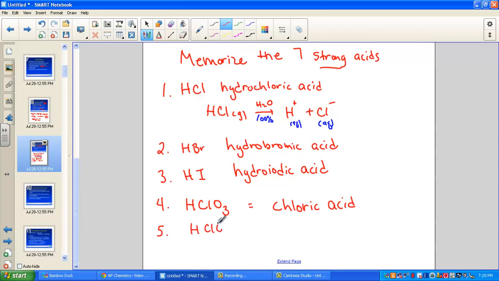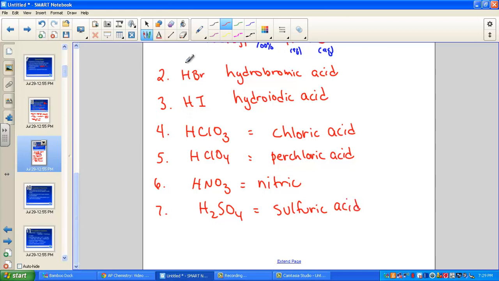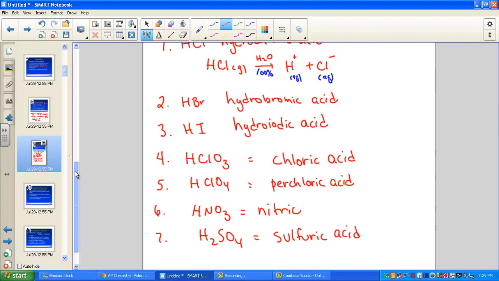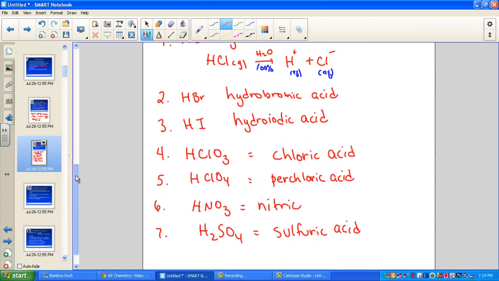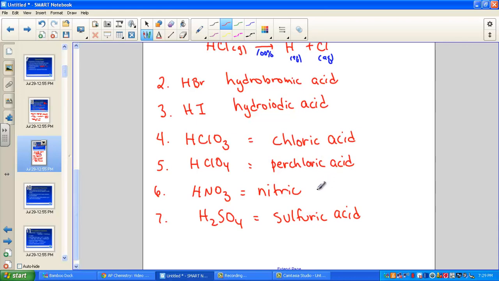There's another strong acid that contains chlorine. It comes from the polyatomic ion perchlorate. So this is perchloric acid. The 6th acid that's considered strong is nitric acid. And the last one is a diprotic acid, sulfuric, from the polyatomic sulfate. We have sulfuric acid. HCl, hydrochloric. HBr, hydrobromic. HI, hydroiodic. HClO3 is chloric. HClO4, perchloric. HNO3, nitric acid, and the last one, H2SO4, sulfuric acid.